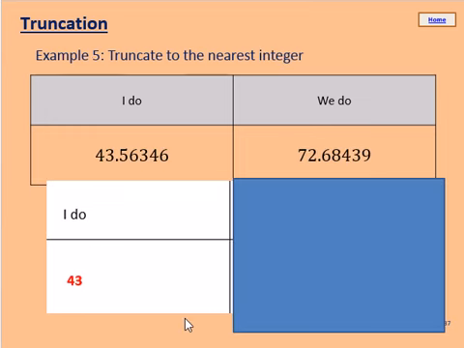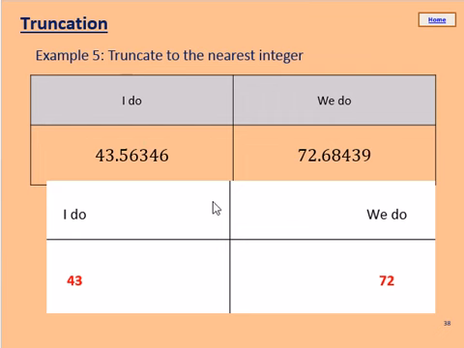Okay, example 5, truncate to the nearest integer. Now remember, integer means whole number, so we're truncating to the nearest whole number. So essentially 43.56346. We just chop off everything after the decimal point. So we want a whole number, so we only want these 2 digits. We don't want any decimals. So chop off everything after the decimal, so we just have 43. So truncate this to the nearest integer. Pause the video here for a minute or so. Truncate that to the nearest integer.